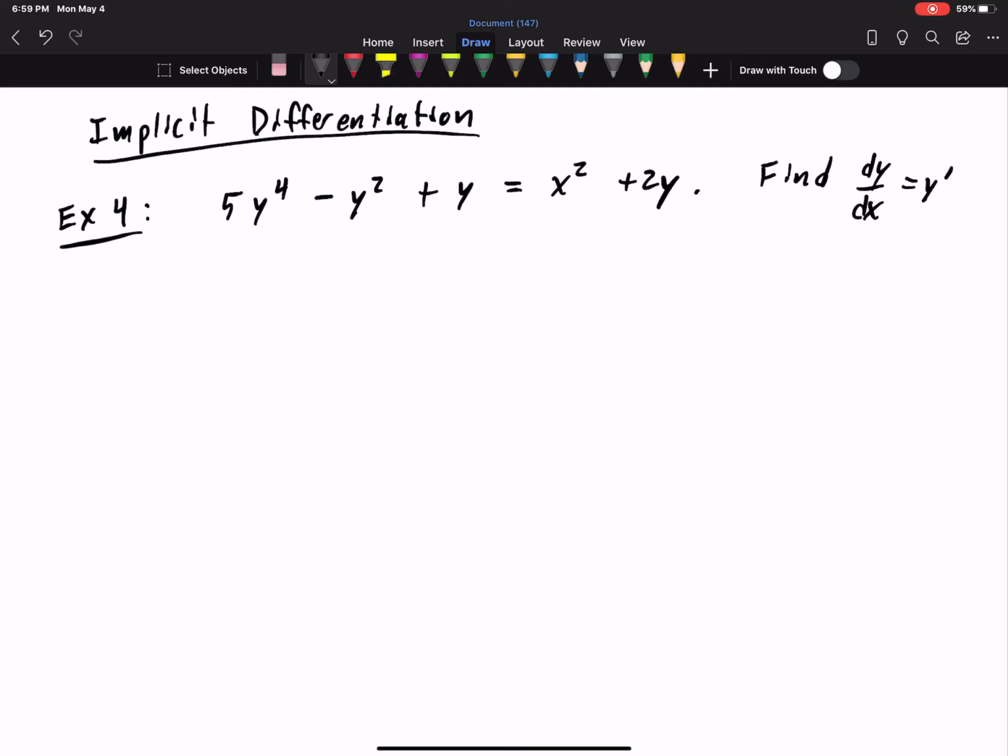Again, that's the first step when we do any implicit differentiation problem. We have to derive both sides in terms of x. Okay, so first thing we're going to do is derive this guy. Let's first put some parentheses around all of our y's to remind us that we're using the chain rule.